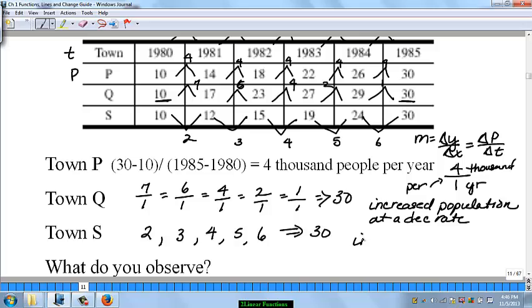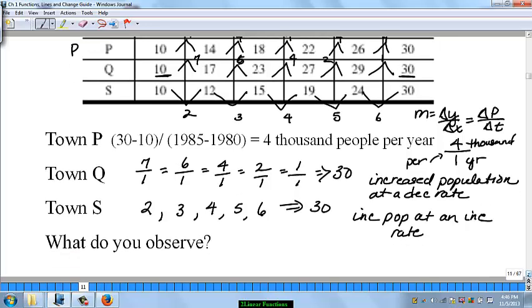This one I increased my population at an increasing rate because it still went up, but it went up faster and faster. That's what I observed. But over the course of the time, they all ended up at 30.